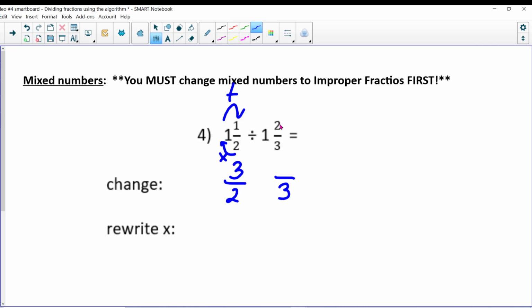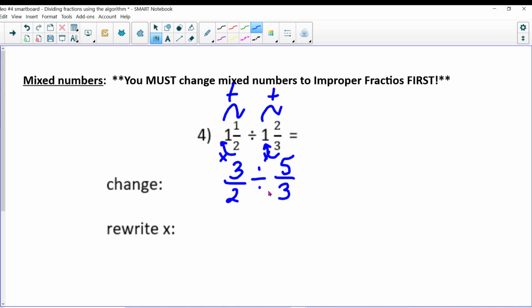Now let's change 1 and 2/3. So again, we're going to say 3 times 1 is 3, and then we're going to add the extra 2. That gives us 3 times 1 is 3, plus 2 makes 5. So 1 and 2/3 is equivalent to 5/3. Keep this as division. We have not done anything except change it to improper fractions. You must take this extra step or you're going to get confused and mix something up.